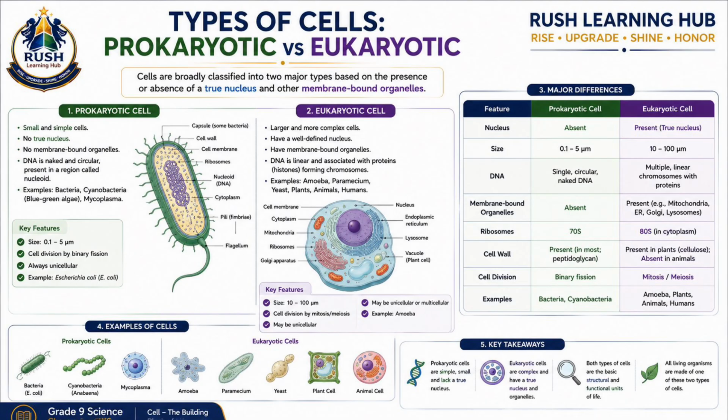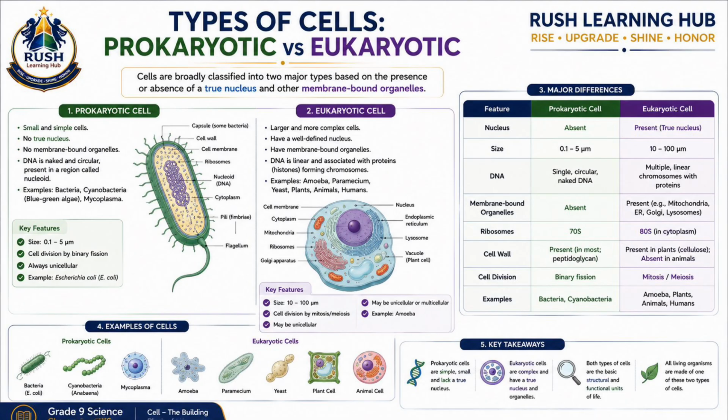In prokaryotic cells, the genetic material or DNA is not enclosed within a nuclear membrane. Instead, it is present freely in the cytoplasm in a region called the nucleoid. Another important feature of prokaryotic cells is that they lack membrane-bound organelles. This means structures such as mitochondria, Golgi apparatus, endoplasmic reticulum, and lysosomes are absent. Even though they lack these organelles, prokaryotic cells can perform all necessary life functions.